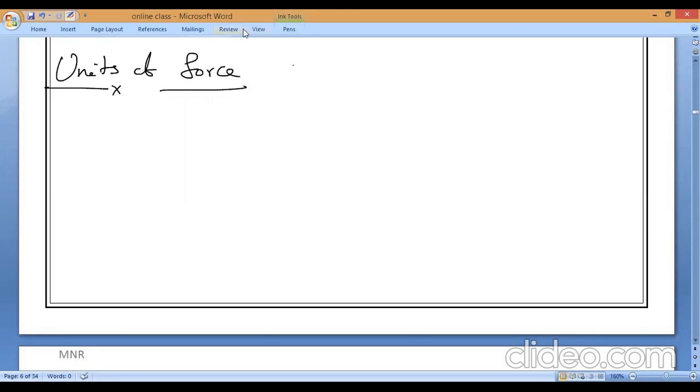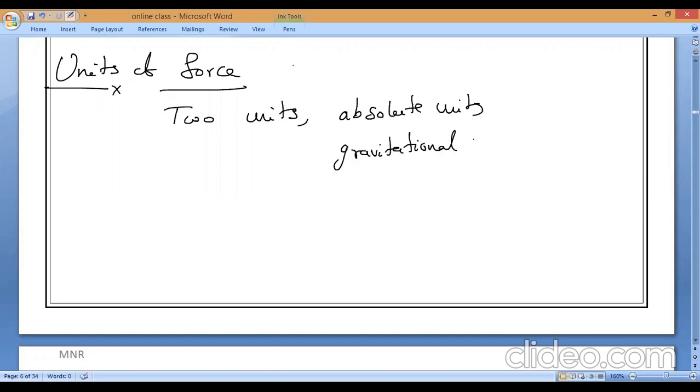Yes, sir. Now, we have two kinds of units, please remember. One kind is called absolute units, and the second is called gravitational units. Absolute units and gravitational units. Let us first discuss absolute units.